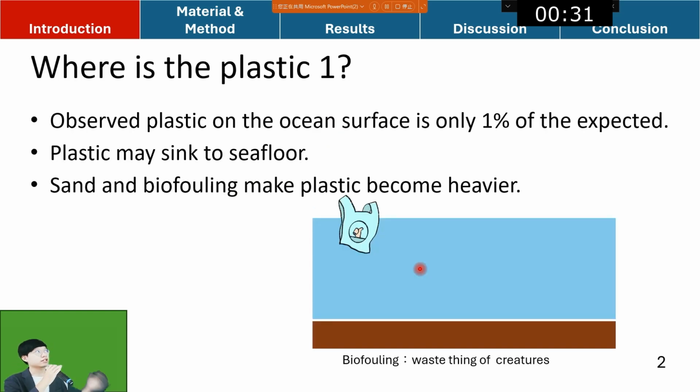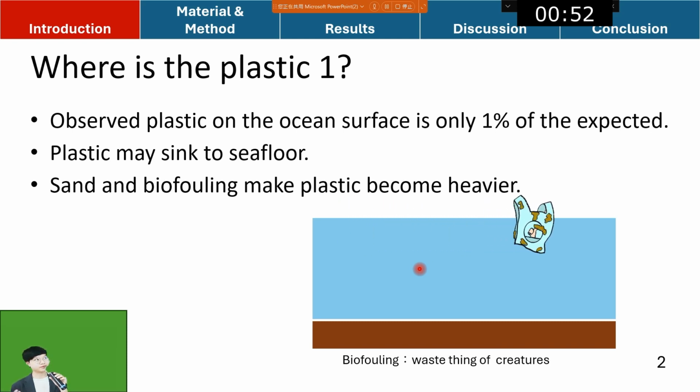So we already know there are lots of plastic in the sea, but we observe the plastic on the ocean surface is only 1% of the expected amount. So we think the plastic may sink to the seafloor because sand and biofilm make the plastic become heavier, like the animation.